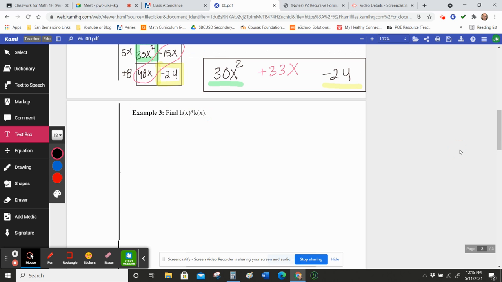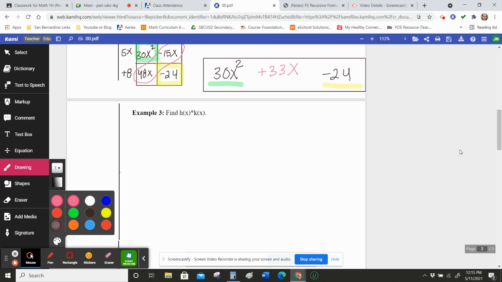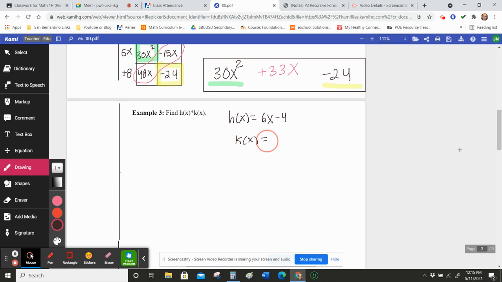We're going to call those h of x and k of x. So h of x is going to be equal to the binomial 6x minus 4, k of x is going to be equal to 7x to the power of 2 plus x minus 4.